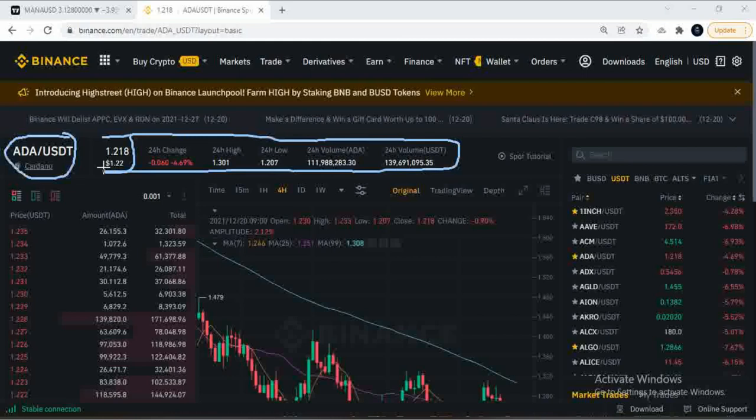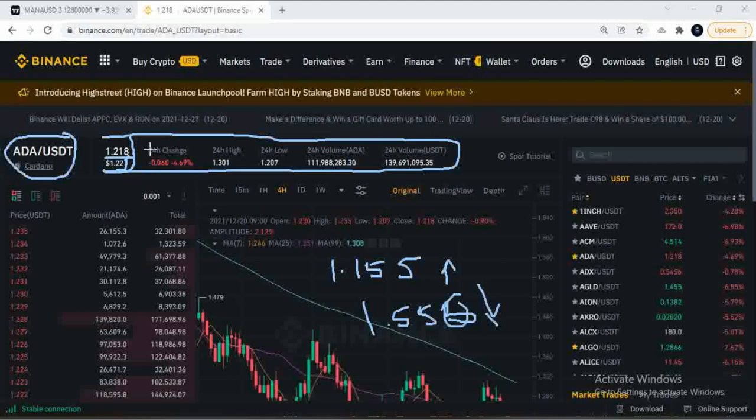We have the current price, 1.22, which is a rounded figure of 1.218. Remember that time in school when we were saying round up, round down. When you have, for example, 1.155, you can round it up. If you have 1.553, you can round it down to 1.55. So you take out the 3, and it rounds down to 1.55. It's also applicable in trading.